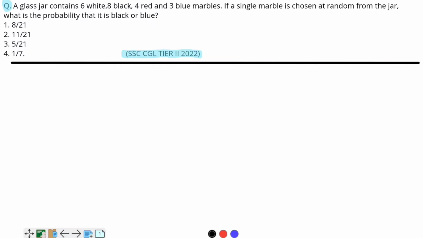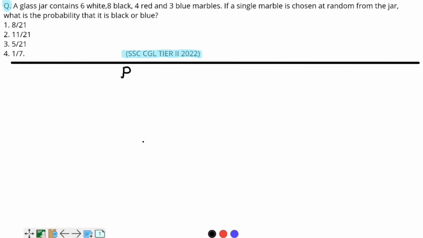Let's solve this question of probability. It's an easy question, you can say. Let's first read it. A glass jar contains 6 white, 8 black, 4 red and 3 blue marbles. If a single marble is chosen at random from the jar, what is the probability that it is black or blue? Alright. So first of all, we will write the chapter's name.